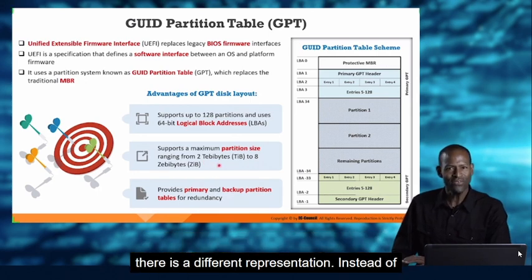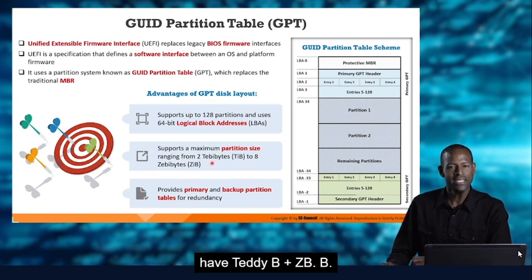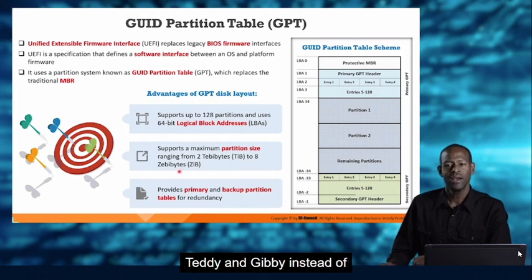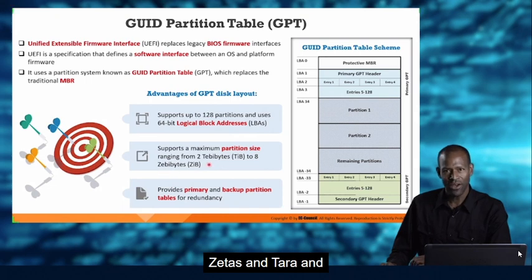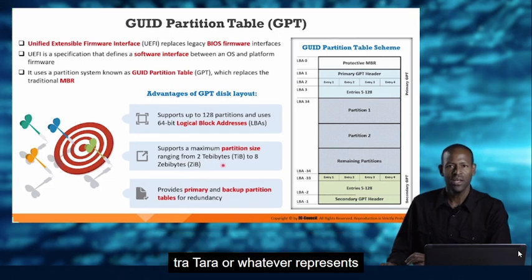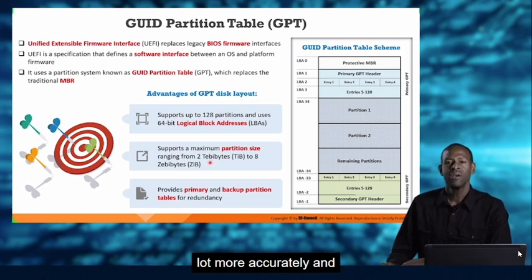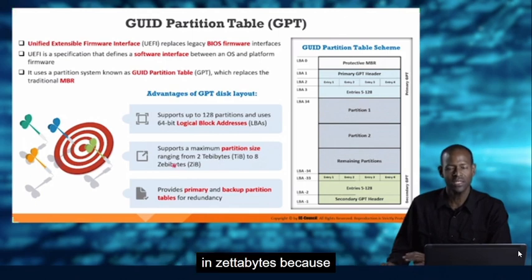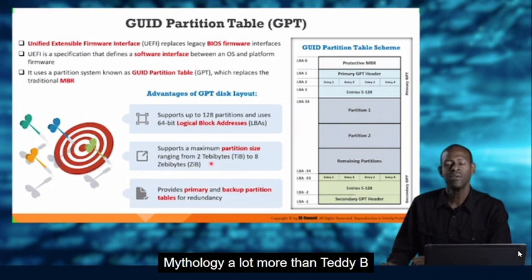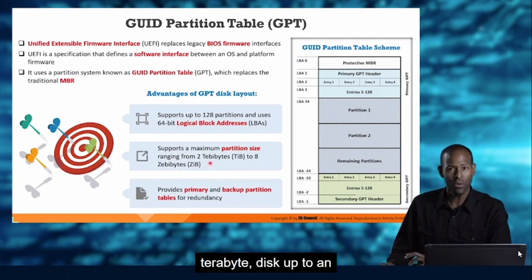You'll notice that there's a different representation: instead of terabytes and zettabytes, we have tebibytes and zebibytes. The reason we're going tebi, gibi and zebi instead of tera, giga and zetta is that the "bi" represents the actual size a lot more accurately, and it's based upon a numbering system that helps with that. But I originally said terabytes and zettabytes because most people understand that terminology a lot more than tebibytes and zebibytes.